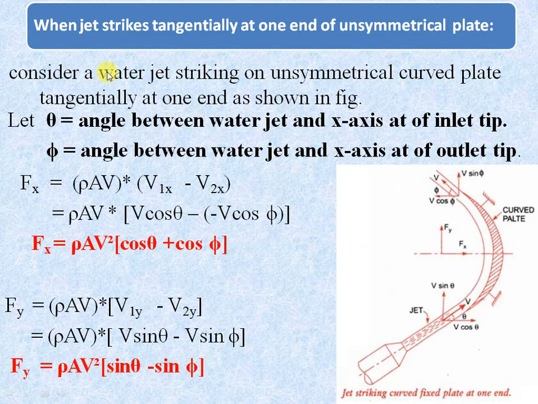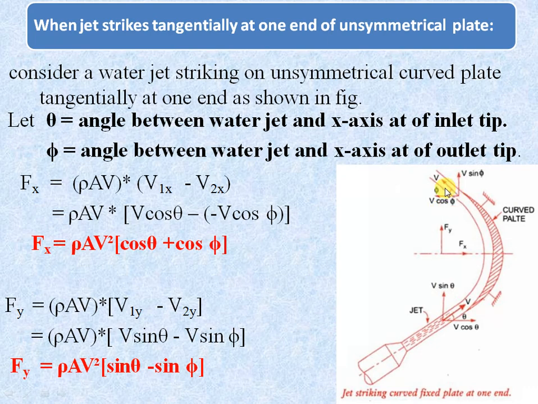Now the next condition is when the jet strikes tangentially at one end of an unsymmetrical plate. In the last case, both the tip angles were symmetrical or similar, so we considered the single theta angle, but in this case both the tip angles are different. So consider the inlet tip angle is theta and the outlet tip angle is phi. Again it is simple. We just have to resolve this theta angle and velocity. The velocity along the inlet side is resolved into sine and cos. So we already know that the velocity along the x direction is v cos theta and the velocity along the vertical direction is v sin theta.